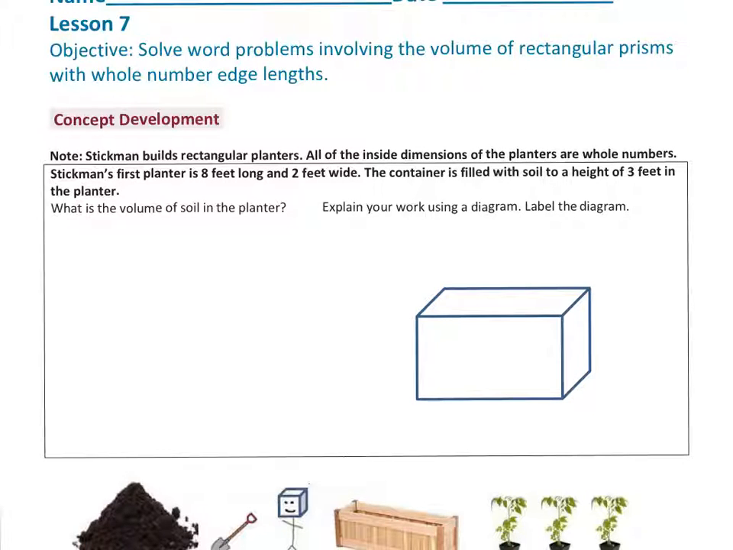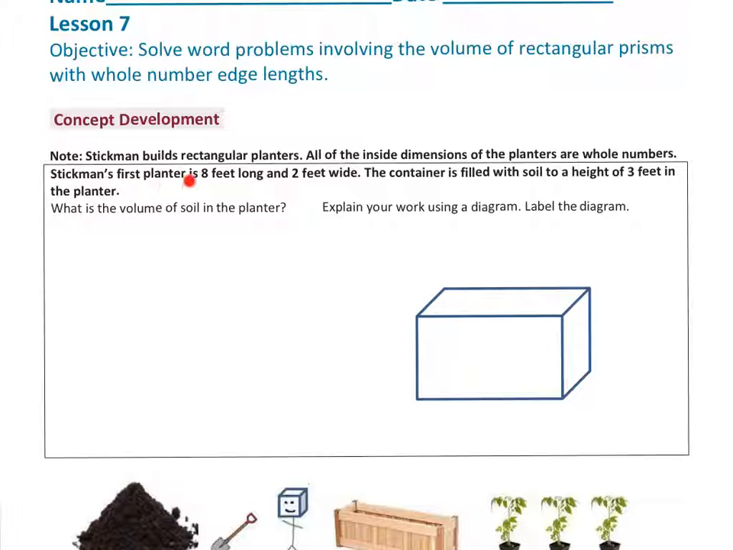Hey, fifth graders. So today we're going to be solving word problems involving the volume of rectangular prisms with whole number edge lengths. I'm going to remind you about the vocabulary again because it's going to come up for you later today. Prisms are three-dimensional shapes, so a rectangular prism is a three-dimensional shape that's shaped like a rectangle.